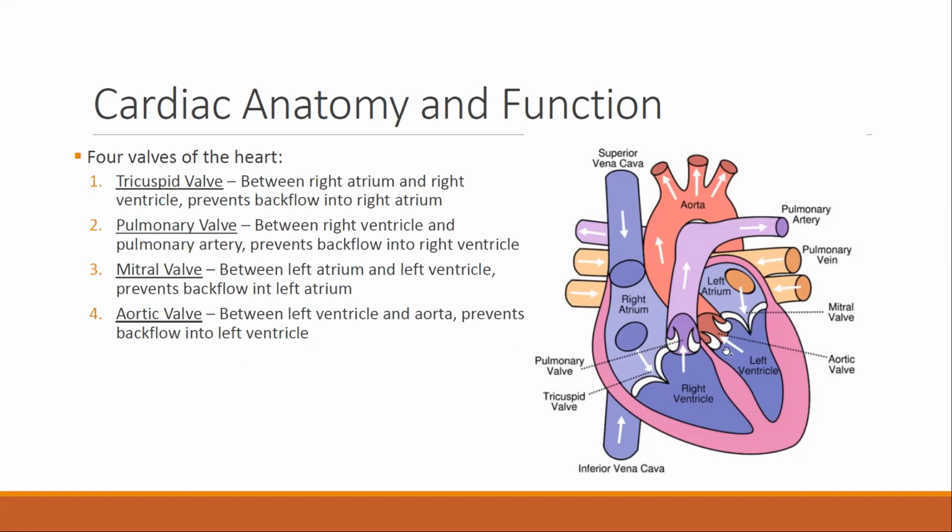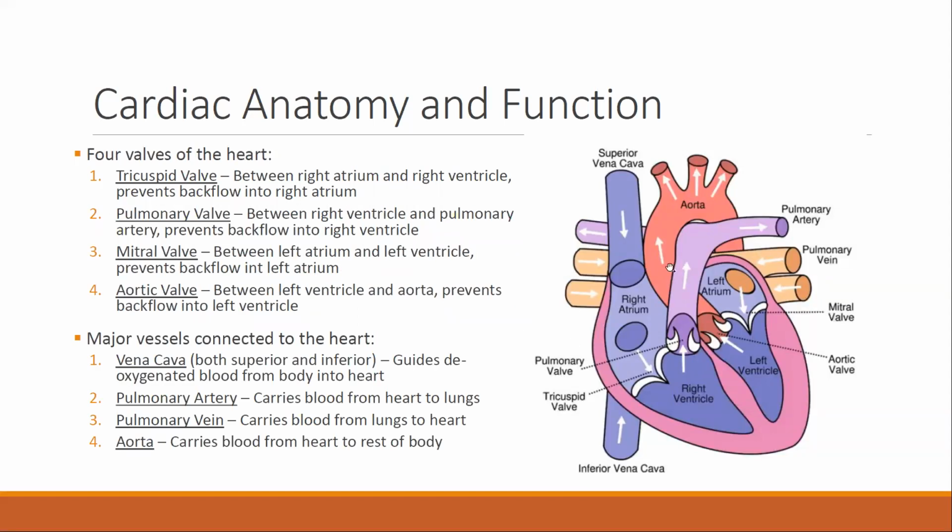And then your aortic valve exists between your left ventricle, the outlet of the left ventricle, and basically the rest of your body. And this blood vessel right here is called your aorta. Your aorta is the biggest blood vessel in your body, and that's basically responsible for distributing blood to the rest. And your aortic valve prevents backflow back into the left ventricle.